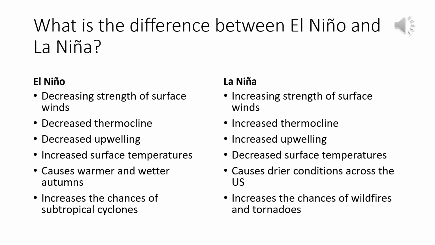La Niña is the exact opposite. Strengths of surface winds increase, your thermocline becomes more pronounced, which leads to more upwelling and more fishing. Surface temperatures drop, and it causes drier conditions across the U.S. and can lead to increased chances of wildfires and tornadoes. In Australia and Asia and Indonesia, it often leads to floods.